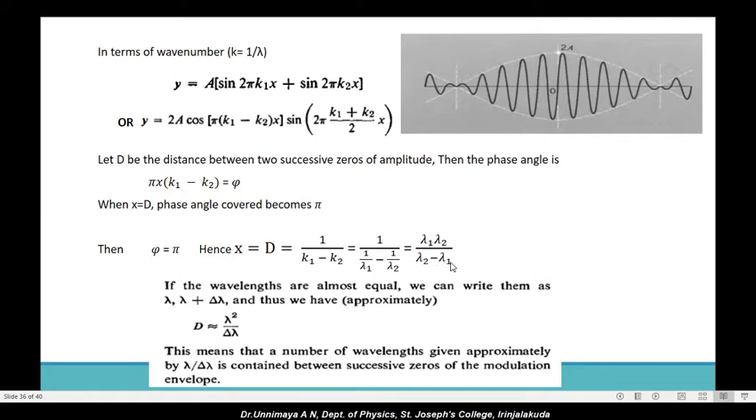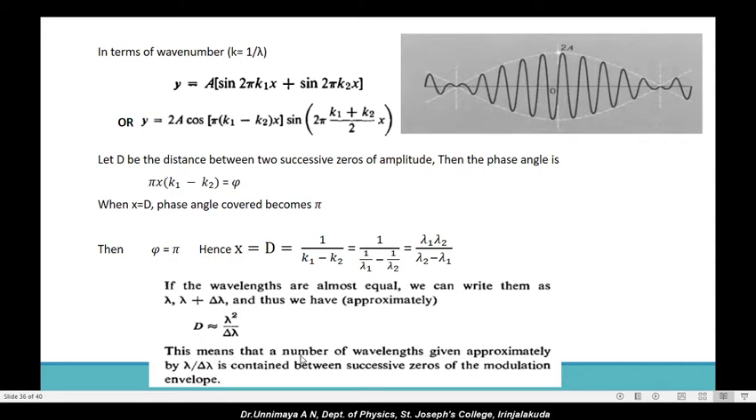Now take lambda 1 as lambda and lambda 2 as lambda plus delta lambda. That is, if the wavelengths are almost equal, then lambda 1 can be represented as lambda and lambda 2 can be represented as lambda plus delta lambda, where delta lambda is the small change in lambda. Then d can be approximated as d is approximately equal to lambda square divided by delta lambda.